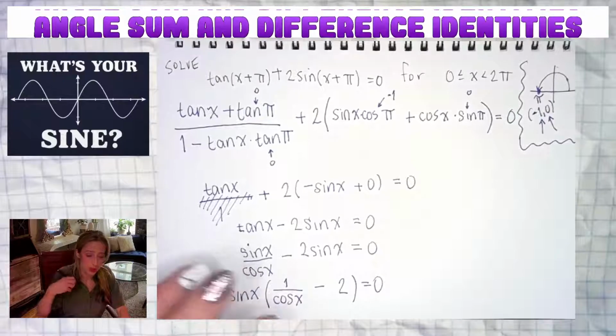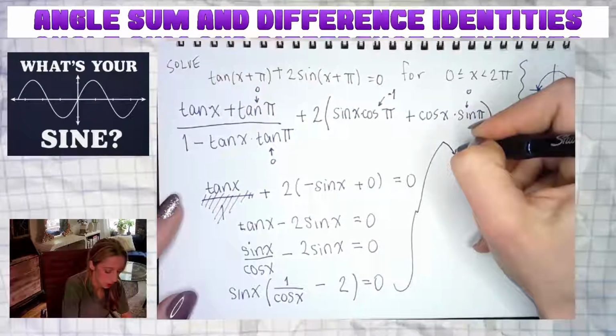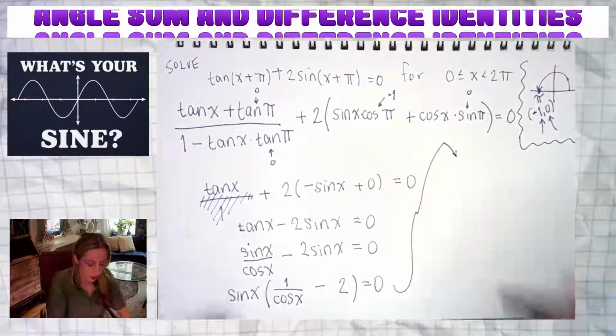Instead of writing 1 over cosine, they're going to write secant right away. And you may have done it differently. It doesn't mean you're wrong. So we'll see if you got the same answer in a different way.